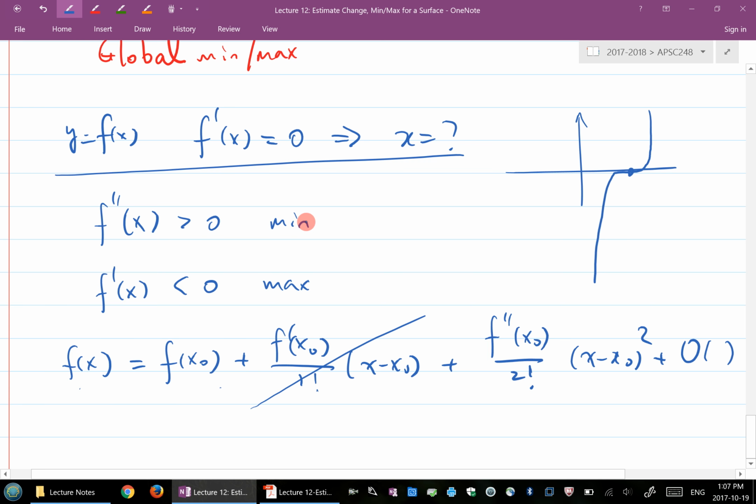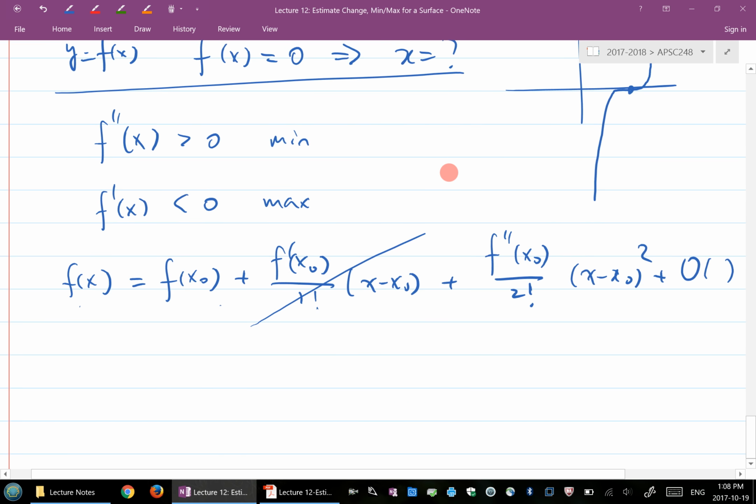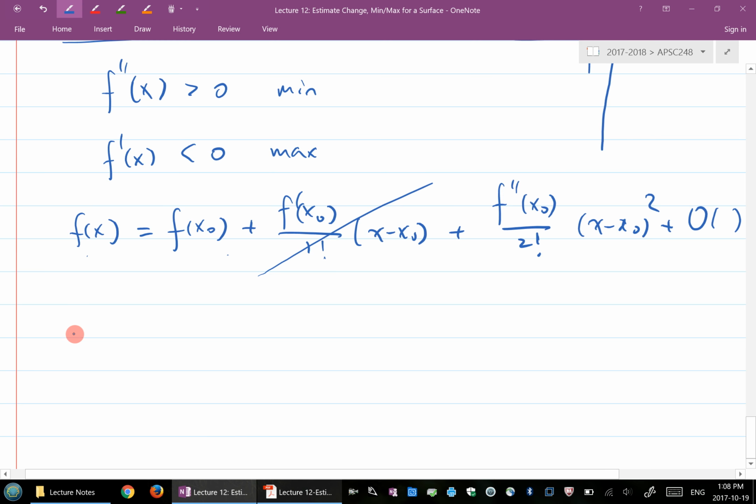So I want to borrow the same concept of the first derivative test and second derivative test for a function of two variables. So we're going to look at a function of two variables, and we'll look at how we find the minimum and maximum values, or local minimum and local maximum values, or local extreme values.